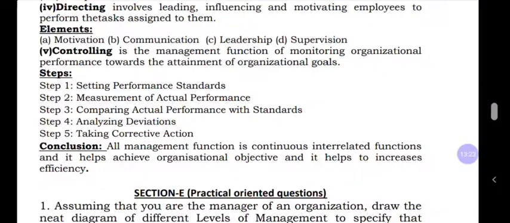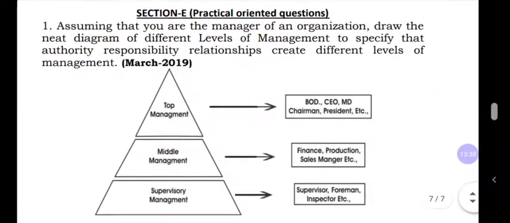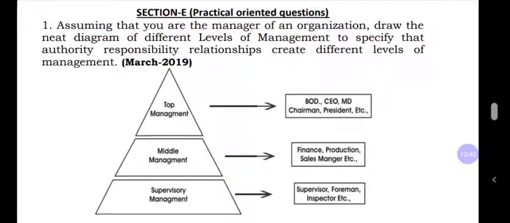Finally, the conclusion. Thus all the management functions are continuous, interrelated functions, and they help to achieve organizational objectives and to increase efficiency. And finally, coming to the practical oriented question, this you can expect for 5 marks in the examination, in Section E.